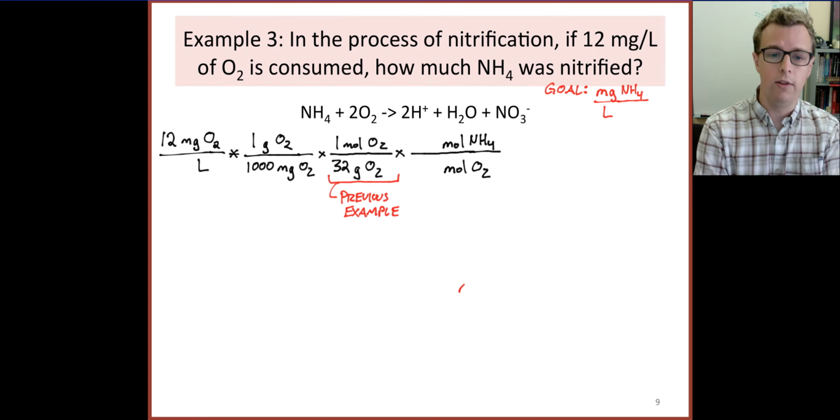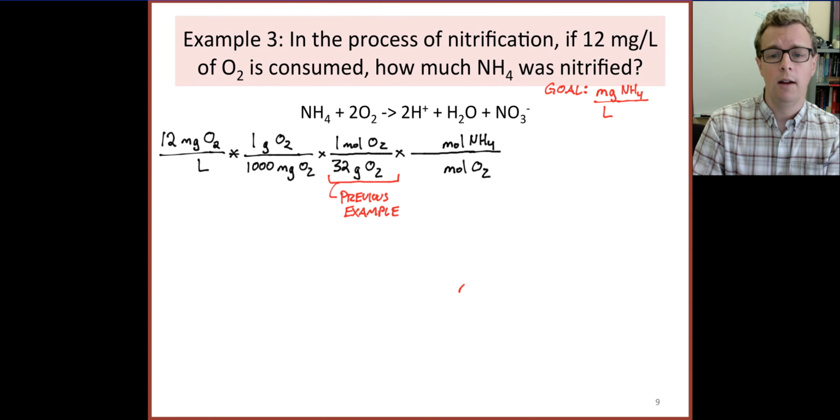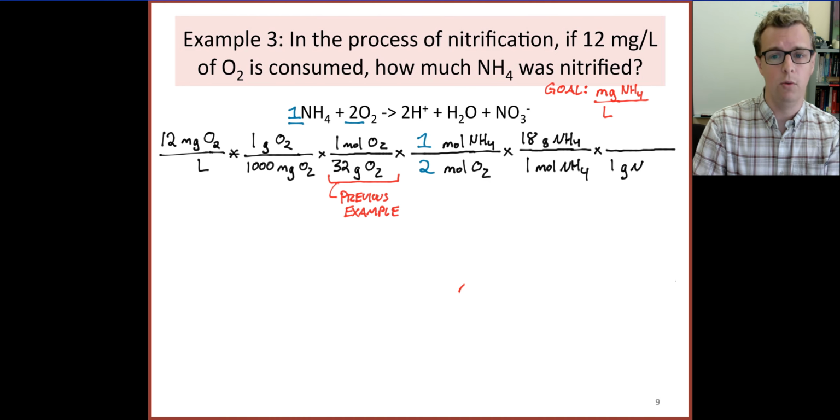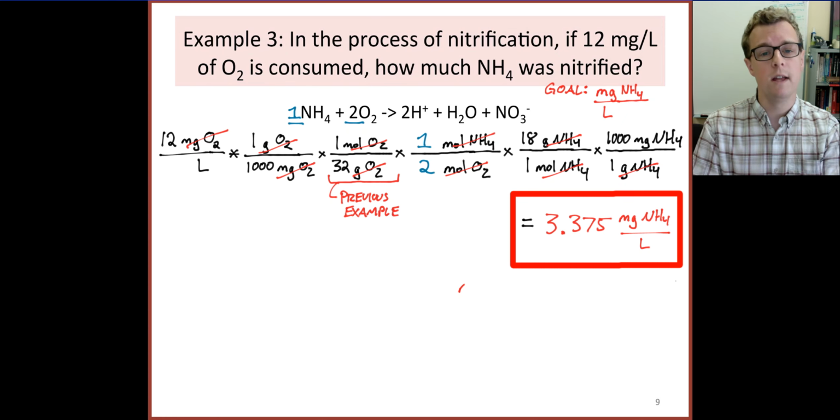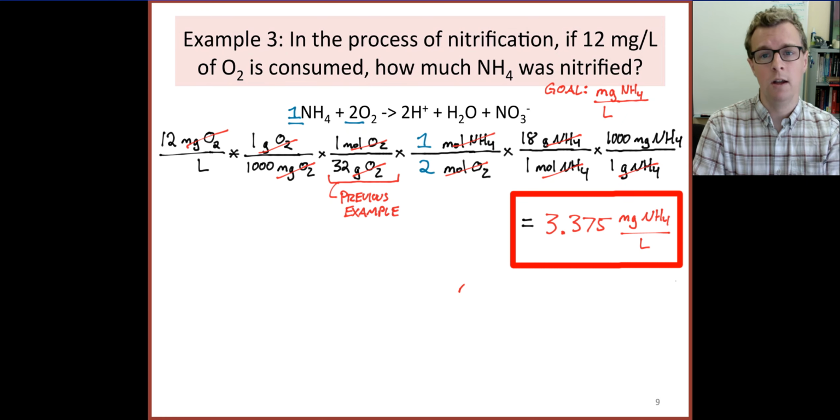And now we're going to use this balanced chemical equation, the key here is that it's balanced, or chemical reaction, to convert from oxygen to NH4. And so you can see that there are 2 moles of oxygen per 1 mole of NH4. Again, use the molar masses and convert back to milligrams instead of grams. We can go through and cross out all of our units to make sure that things are working correctly. And I end up with 3.375 milligrams per liter being consumed. So if we had the ability to monitor oxygen concentrations and we knew how much oxygen was consumed, we could use that information to learn something about how much nitrogen had been nitrified.